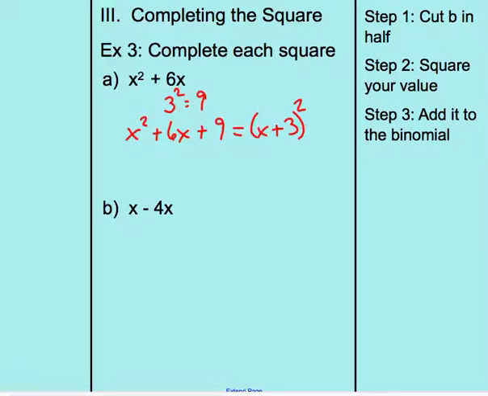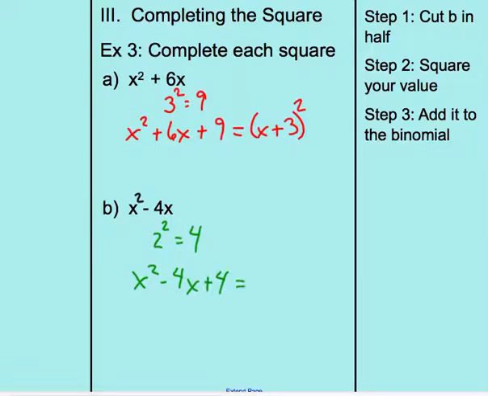This next one, I lost the square on my x. That's what I intended. X squared minus 4x. So again, same process. Cut your b value in half. Now the negative sign doesn't matter until you factor it. So when I cut the 4 in half, I don't have to worry that it's negative, because the next thing I do is square it. So whether it's positive or negative, I'm still going to get a positive 4. So I'm going to add that to my binomial.